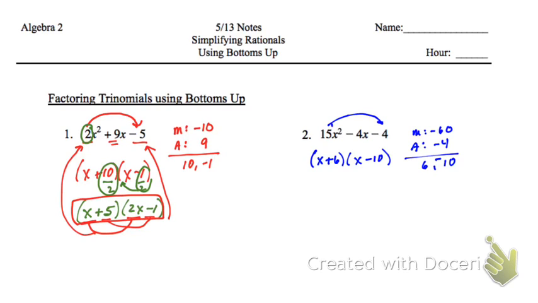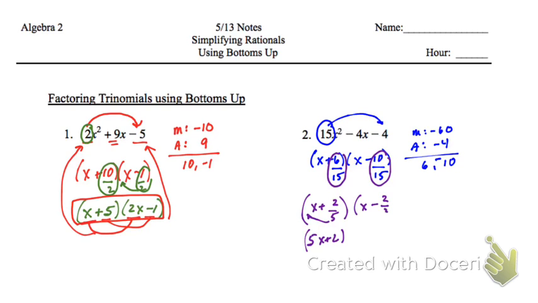And again, then I'm going to let this 15 do its job. So I'm going to divide 6 by 15 and 10 by 15. Now the rule is here, if you can reduce this fraction, reduce it. Well, 6 over 15, we can divide those both by 3 and get 2/5. Then we would do the bottoms up and get 5x plus 2 on that factor. 10 over 15, we can divide by 5 and get 2/3. Then we would do our bottoms up and get 3x minus 2.